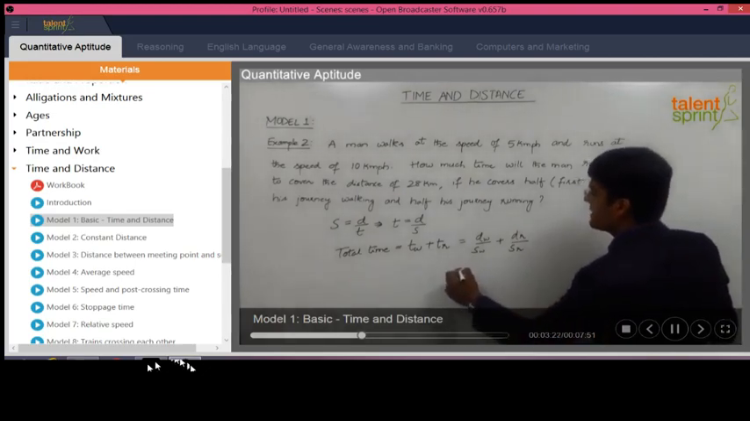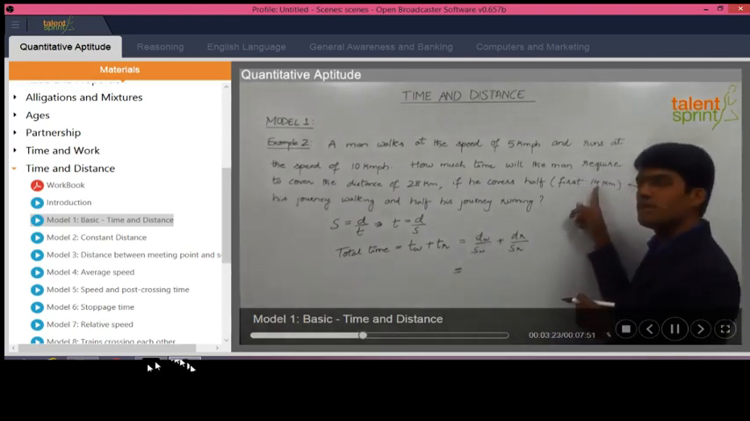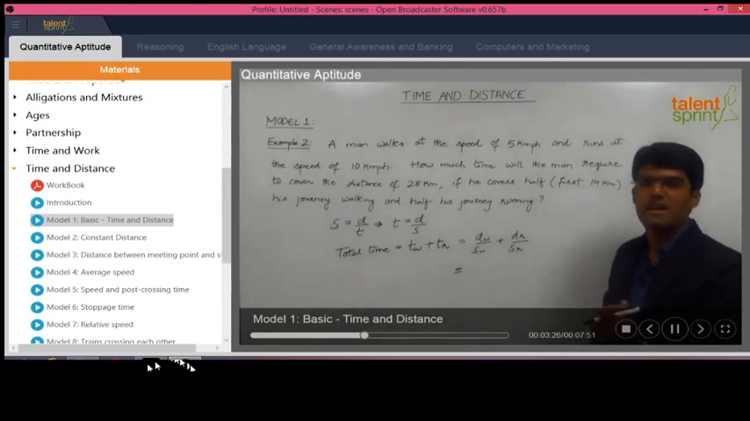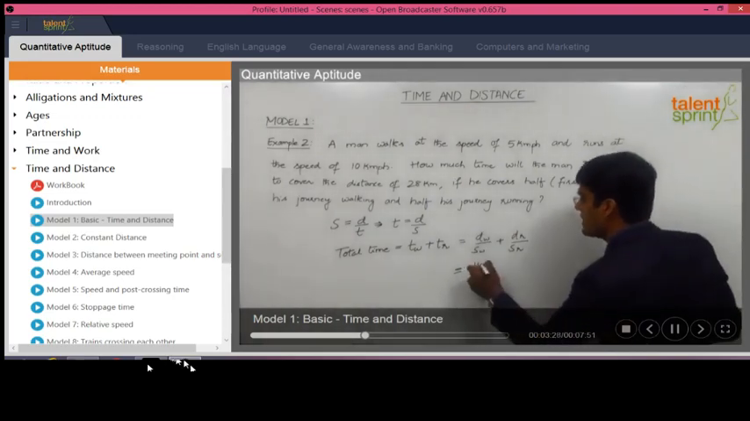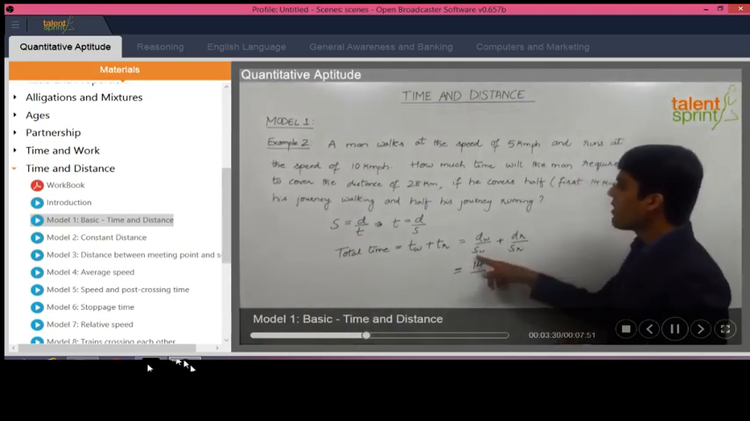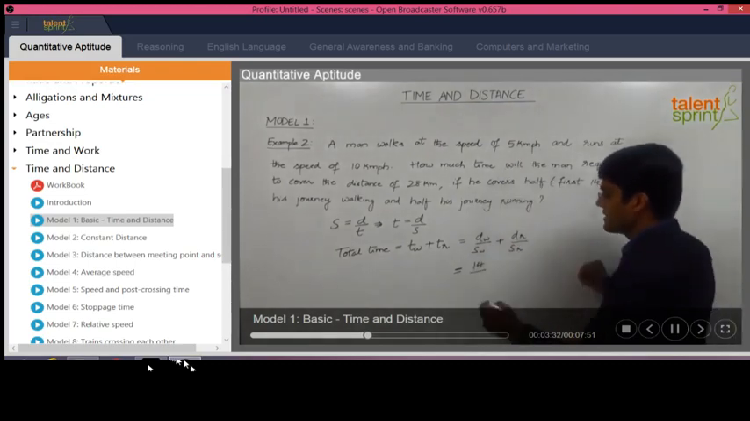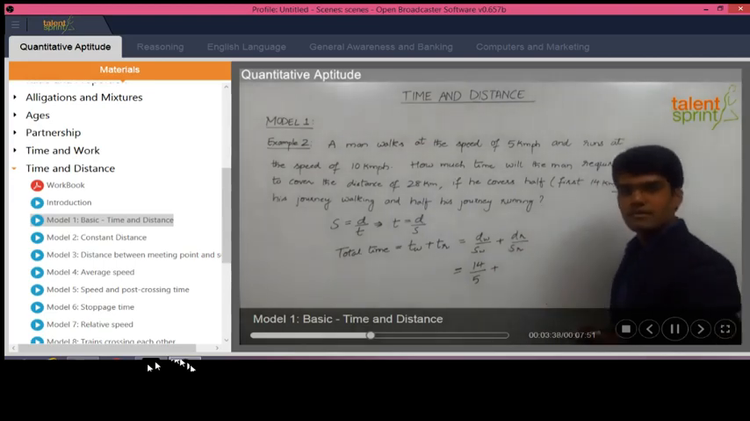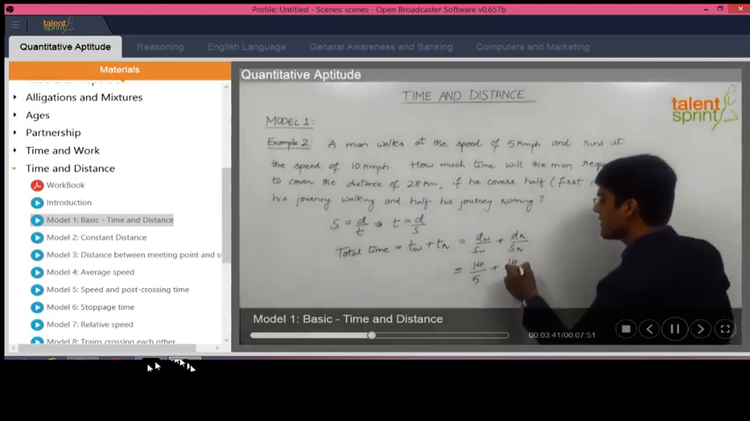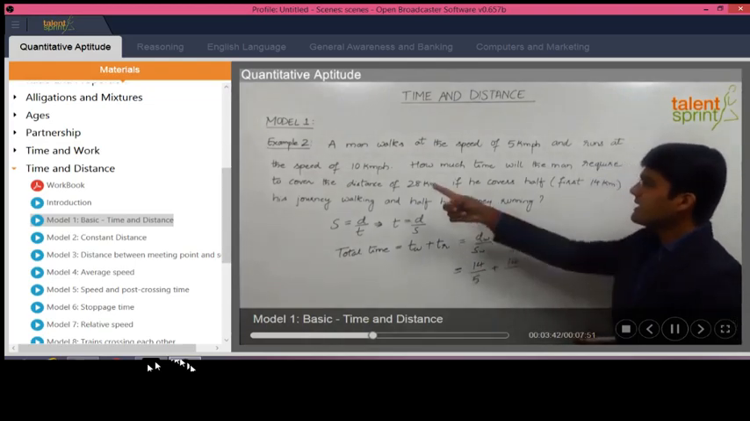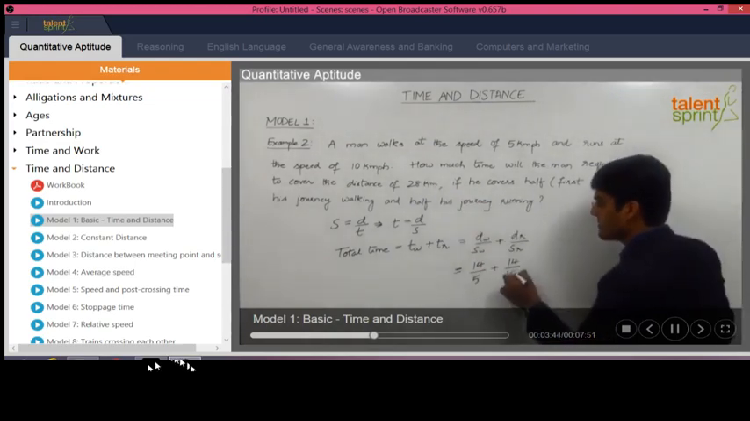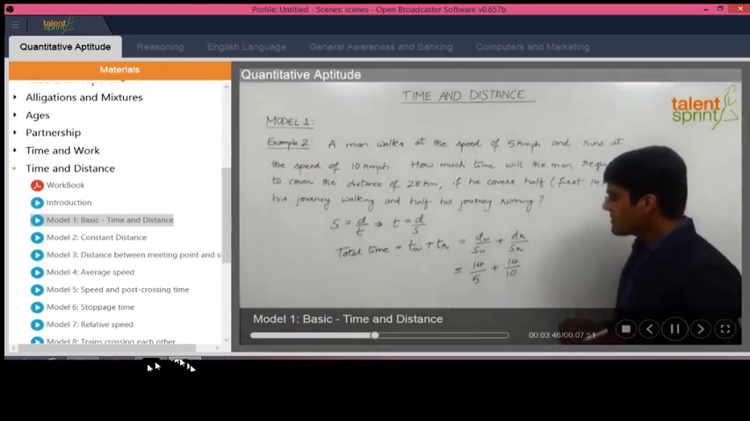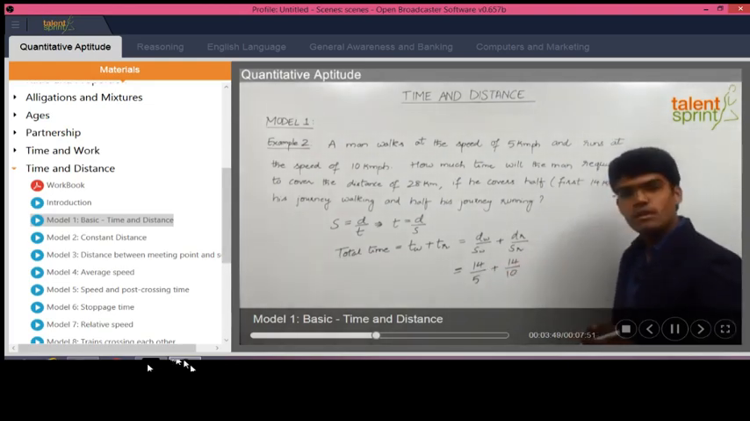We know that the distance which the man covers by walking is 14 kilometers. That is nothing but the first half of his journey. So 14 divided by the speed of walking, 5 kilometers per hour, divided by 5. Plus the distance which he covers by running is the remaining half, that is the other 14 kilometers divided by the speed while running, 10 kilometers per hour. So this should be divided by 10. If we observe here, the distances are given in kilometers and the speeds are given in kilometers per hour.